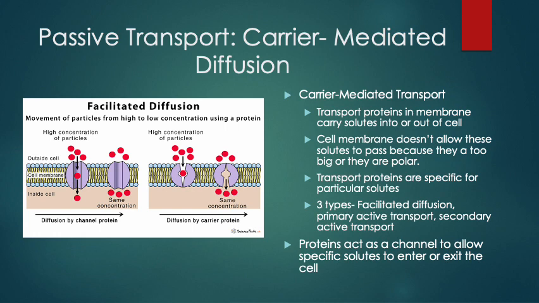So specific proteins will allow passage or move specific things. Not all proteins move all solutes. And there are three types. There's facilitated diffusion, there's primary active transport, and secondary active transport. Those are all types of carrier-mediated diffusion. And the proteins can act as a channel to allow specific solutes to enter and exit the cell. So either they can open and close to allow one solute at a time to go through, they can grab and pull them through, or they can act as a channel where things can slide through.